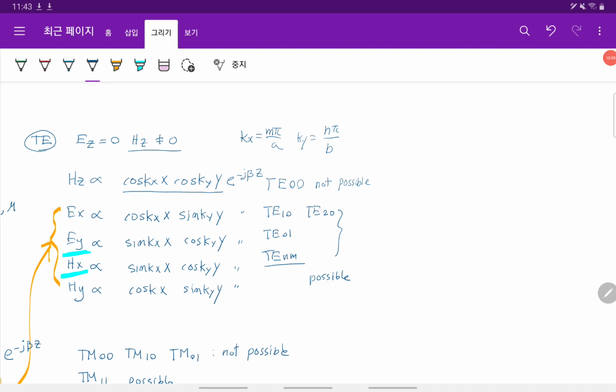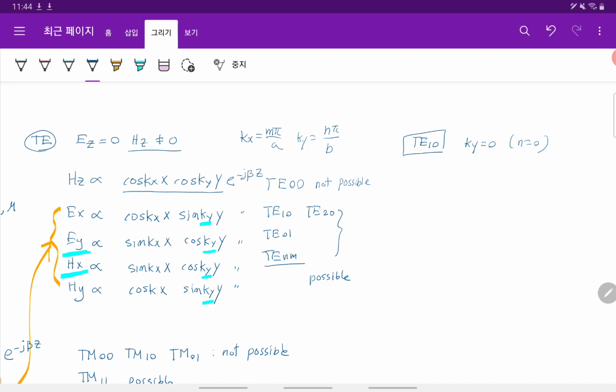So let us have some kind of concept about how the fields are excited in the rectangular waveguide. I said the dominant mode is TE10 mode, right? Which has the lowest cutoff frequency. So for this case, ky is 0, right? Because n is 0. So if we plug one over here, this whole term will be gone, right? This related term.